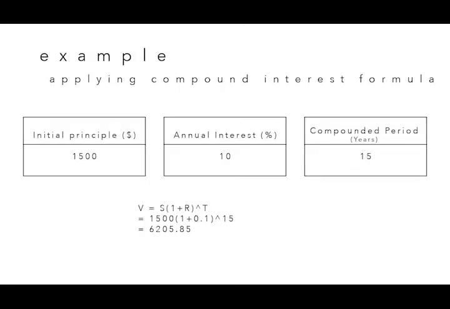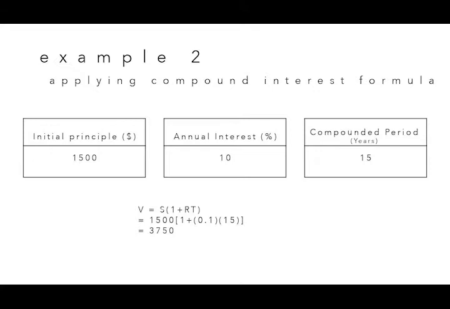Here's an example of applying the compound interest formula. The principal amount is $1,500 with an annual interest rate of 10% compounded yearly for 15 years. Applying the formula, the final amount comes to $6,205.85. Now, applying the simple interest formula with the same variables to the previous example, the final amount comes to $3,750.